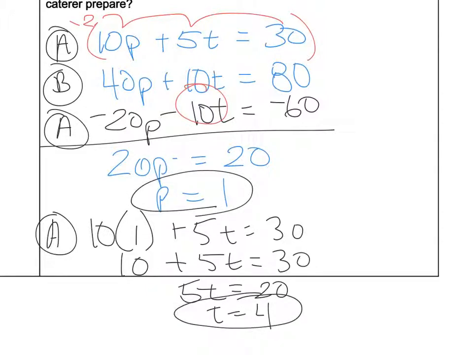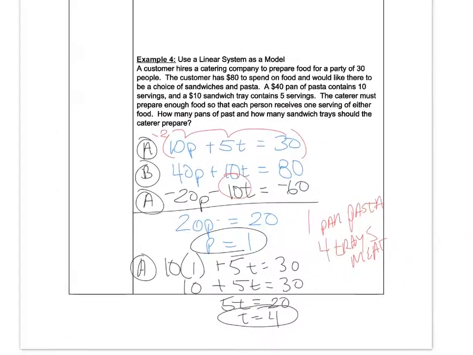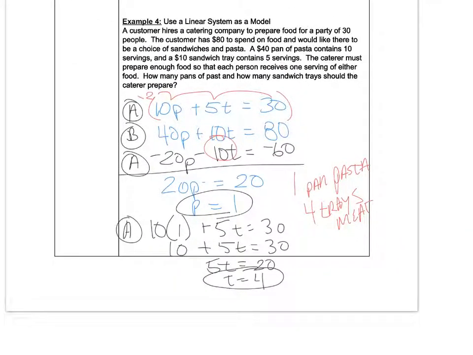So what does that mean? P was pasta. How many pans of pasta should we get? We should get 1 pan of pasta and 4 trays of meat, or sandwich trays, whatever they call it. And there you have it. I definitely understand that setting up your equations is the toughest part. But again, how I thought of it was servings, price. Keep them separated, and then determine your variables. P was for pasta, T was for sandwich trays.